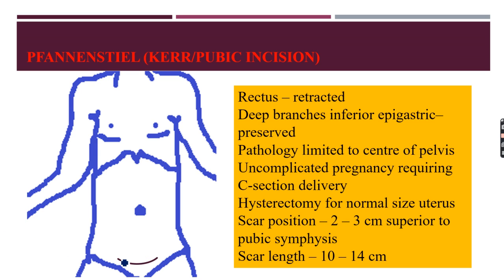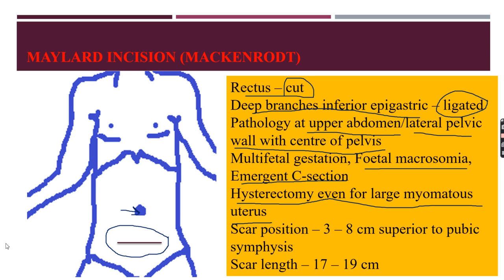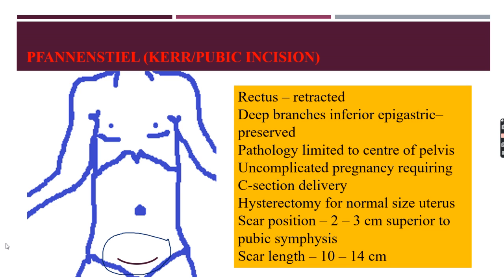Here you can see this is Venesteen, slightly lower as compared to Millard. This is Venesteen and this was Millard, right? Venesteen, a smiling incision. Again, here you can see the rectus is retracted and saved, deep branches preserved. Pathology that is limited to the center of the pelvis only can be taken care of through this incision, and only uncomplicated pregnancy requiring cesarean section delivery, then this Venesteen incision is used, right?